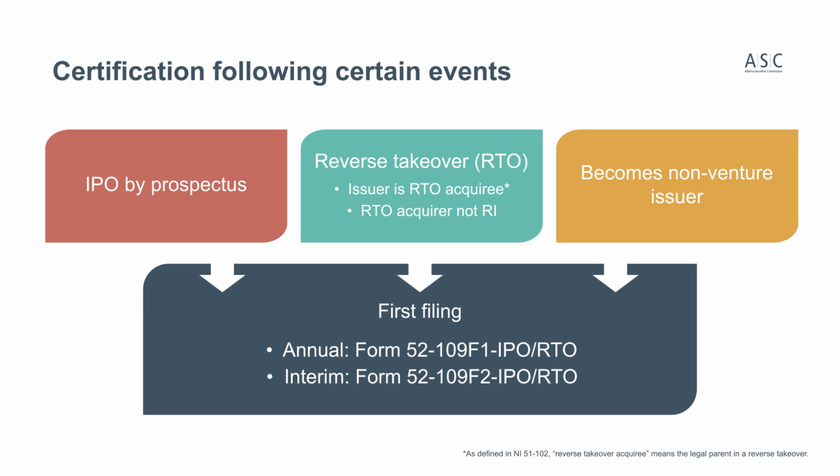These certificates do not include the representations regarding DC&P and ICFR included in the standard annual and interim certificates filed for non-venture issuers. Therefore, the certificates include a note to reader indicating this fact, similar to the venture issuer basic certificates.